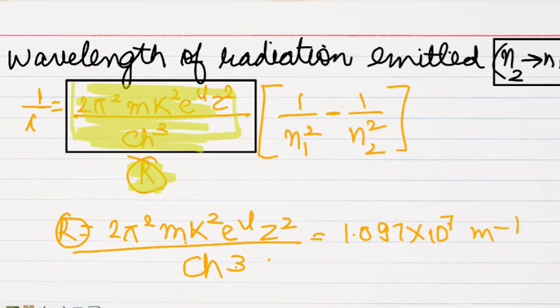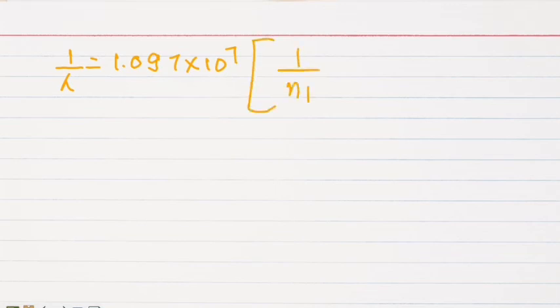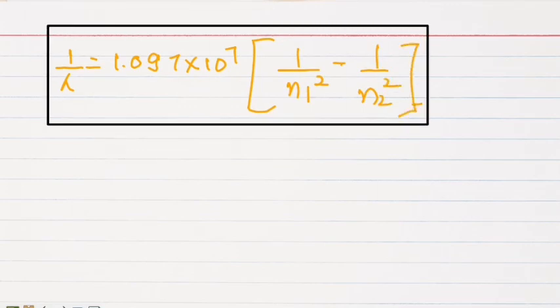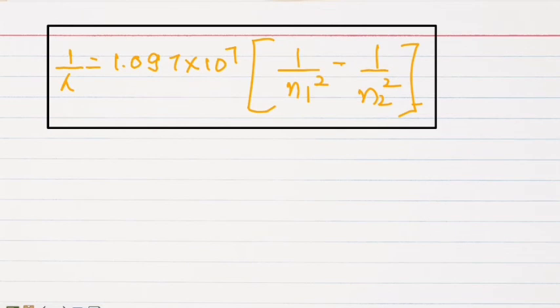Now this is the value of this Rydberg's constant, and when we put it in our wavelength formula, we get 1 upon lambda equal to 1.097 into 10 to the power 7 into (1 upon n1 square minus 1 upon n2 square). So this is our formula which is to be learned. After that, if we are just substituting in the formula and calculating the actual wavelength, what we need to do is reverse all of this.